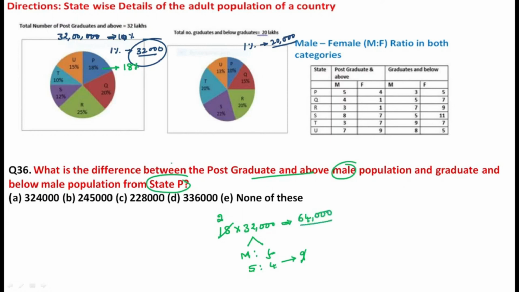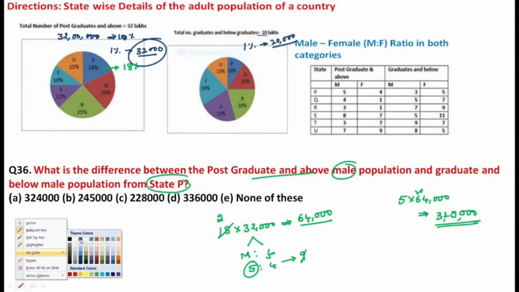Now the question: you need to calculate the difference between the male and male population, guys. Male population, how many units here? 5 units. So 5 into 64,000. The answer here, we have 3 zeros. So 5 fours are 20, 6 fives are 30, 32. So 3 lakhs 20,000. Now you have got one.